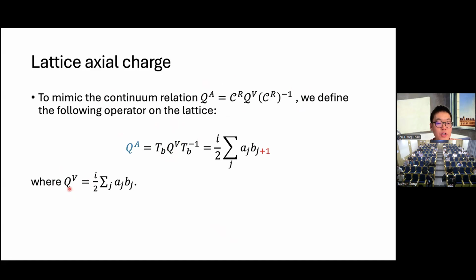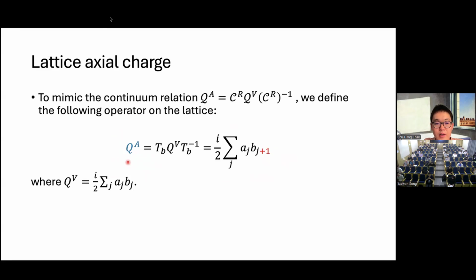The vector charge, if you write it in terms of the Majorana fermion, takes this form. I didn't derive this, but it takes you like 2 minutes to realize this is the case. Now, if you conjugate it by a Majorana translation only for the B fermion, you just shift the relative location between A and B by 1. So this is the key equation of the entire talk. This QA, I claim, is the lattice counterpart of the axial global symmetry.